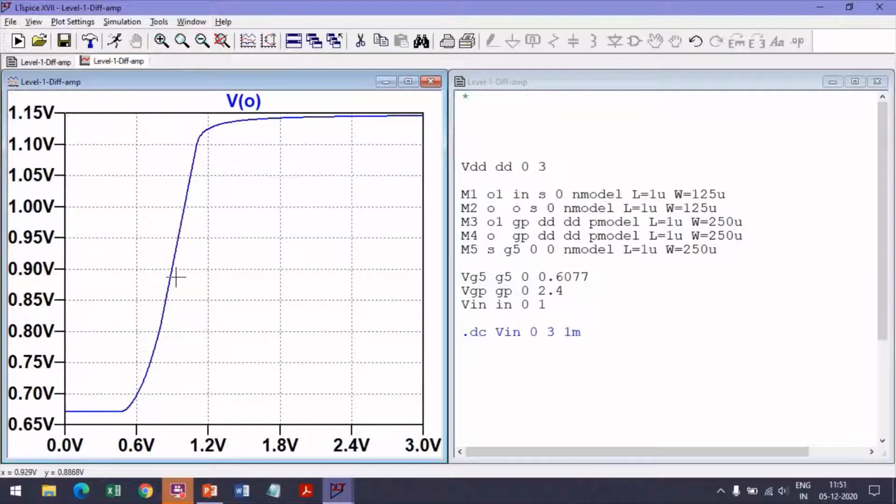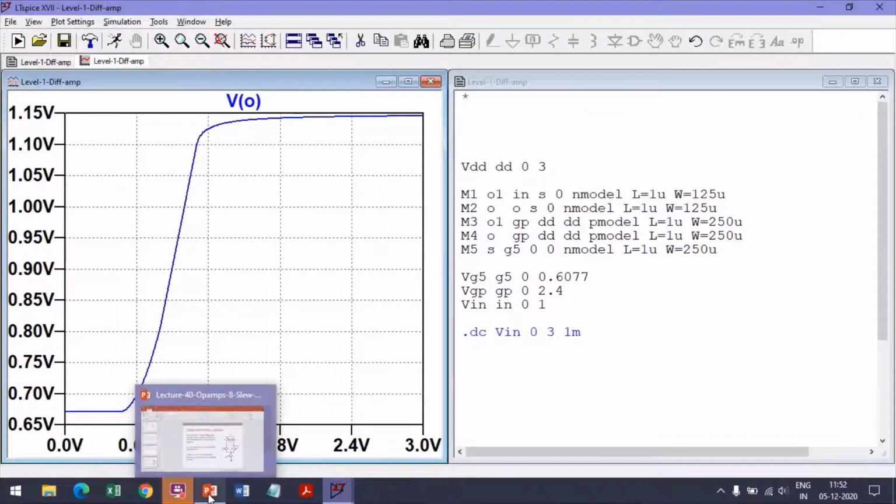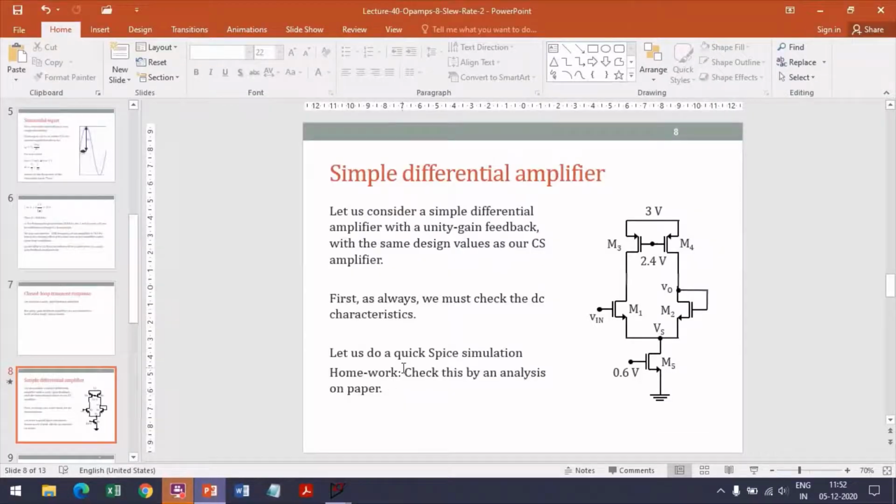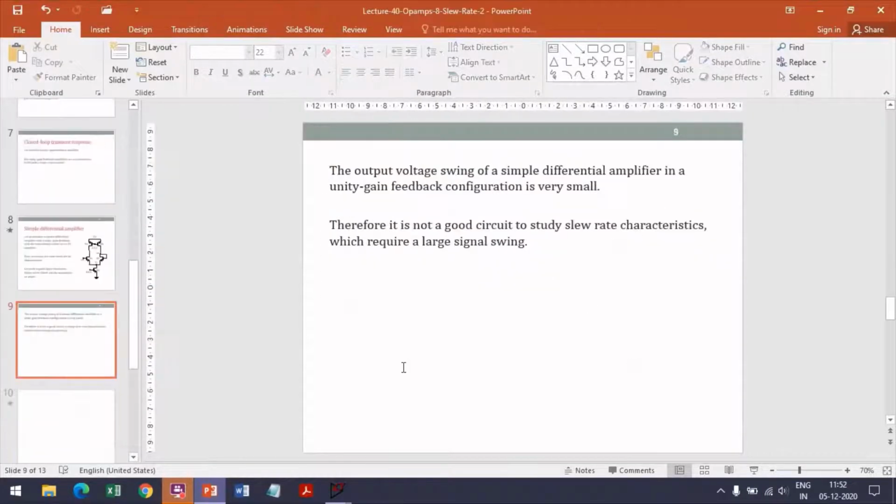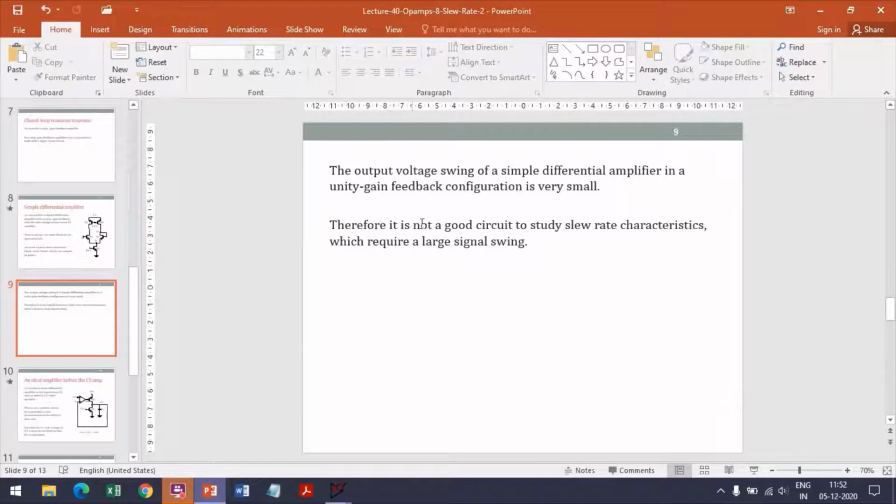Alright, so this is similar, if you recall, to the telescopic cascode differential amplifier. So this does not make a good closed loop configuration. For our purposes, it does not provide enough input range. So the input range is very small. It is the same as the output range, only 0.2 volts. So we will not be able to see a nice slew rate behavior with this circuit.